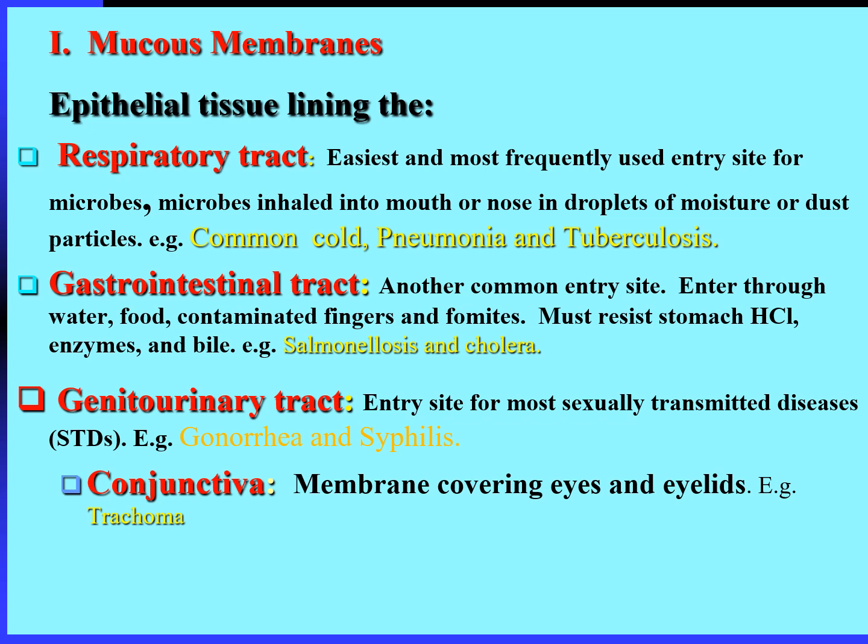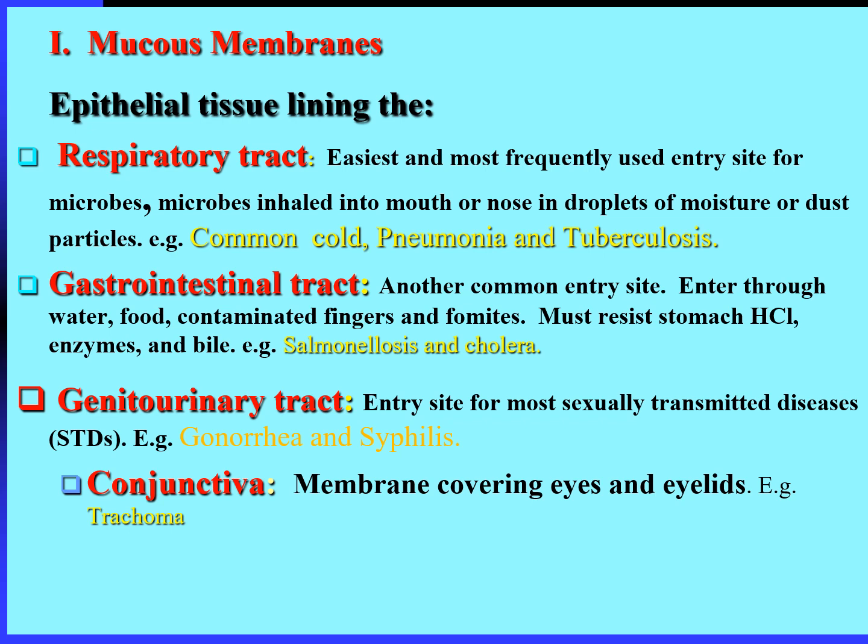The genitourinary tract is the entry site for most sexually transmitted disease pathogens. For example, gonorrhea and syphilis. Gonorrhea is caused by the bacterium Neisseria gonorrhoeae. Syphilis is caused by the bacterium Treponema pallidum, which is a sexually transmitted disease.